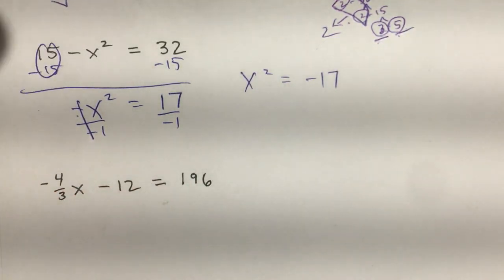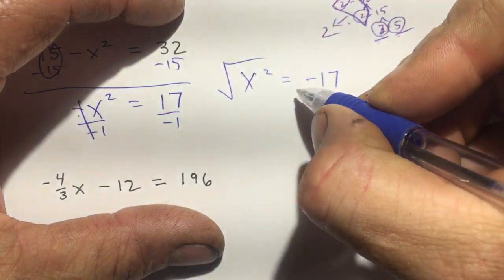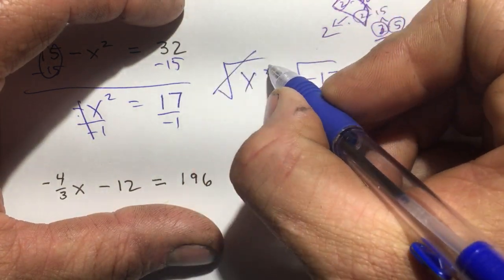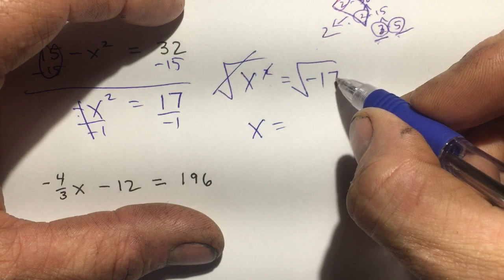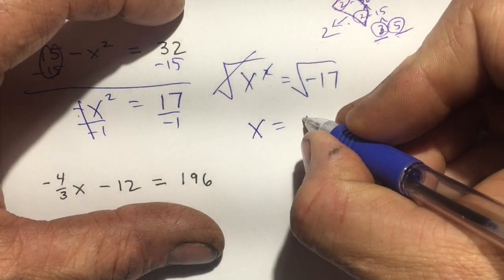And I've got the same thing we just had a minute ago. And we'll square root both sides. So square root cancels the square, have x equals. When I square root it here, remember now, it's going to have to be plus or minus.